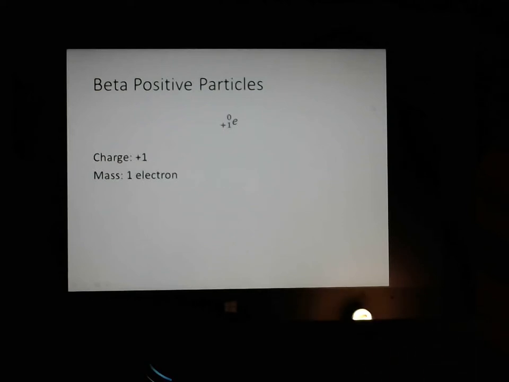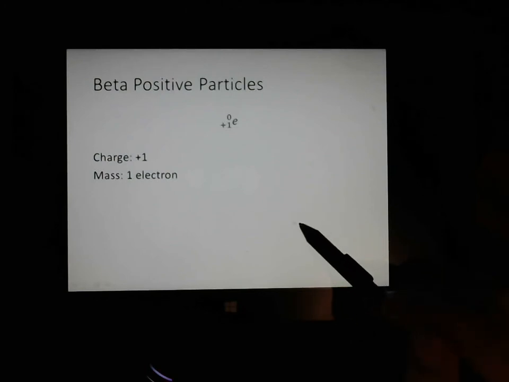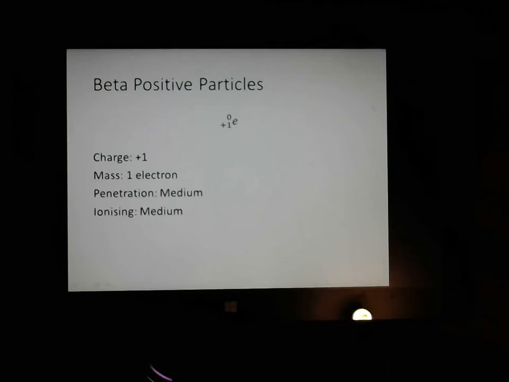Okay. Because of that, it means the penetration and the ionizing abilities are also the same, because the only difference here is the charge. Realistically, apart from causing a matter-antimatter annihilation if a positron hits an electron, which does release a little bit more energy, the damage is going to be pretty much the same.